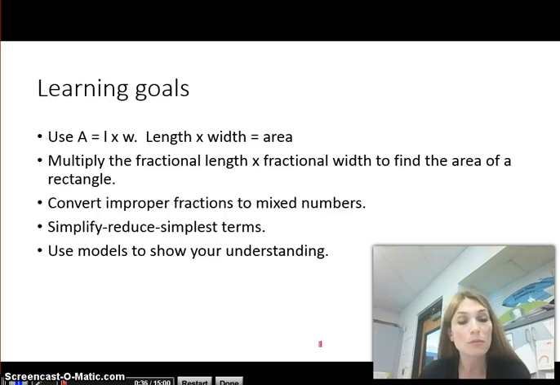You need to make sure to remember to convert improper fractions into mixed numbers if you need to. Always simplify, reduce, or use simplest terms. Those all mean the same thing. We just want to make sure that we get our fractions into the lowest, most simplified form. And we're going to use models to show your understanding. So this is going to use a lot of that same technique that we were looking at in the 11-4 lesson. Please pause and write down your learning goals.